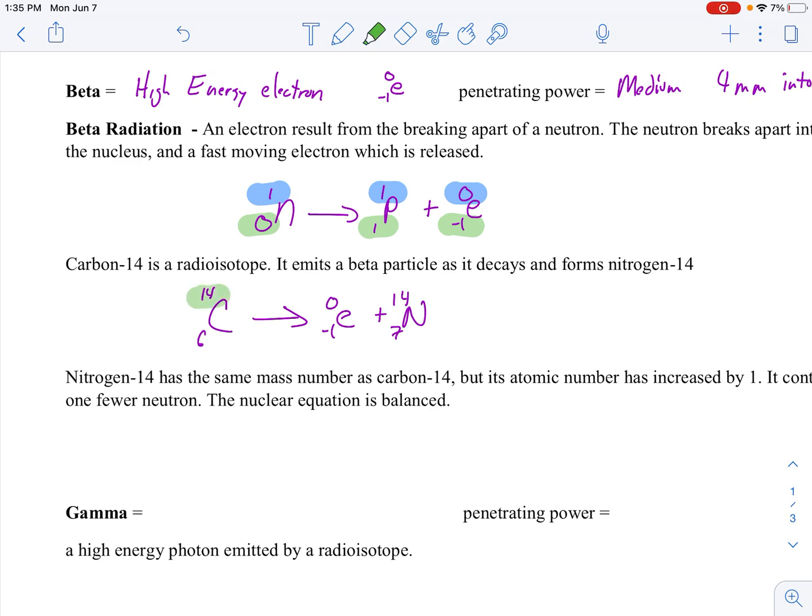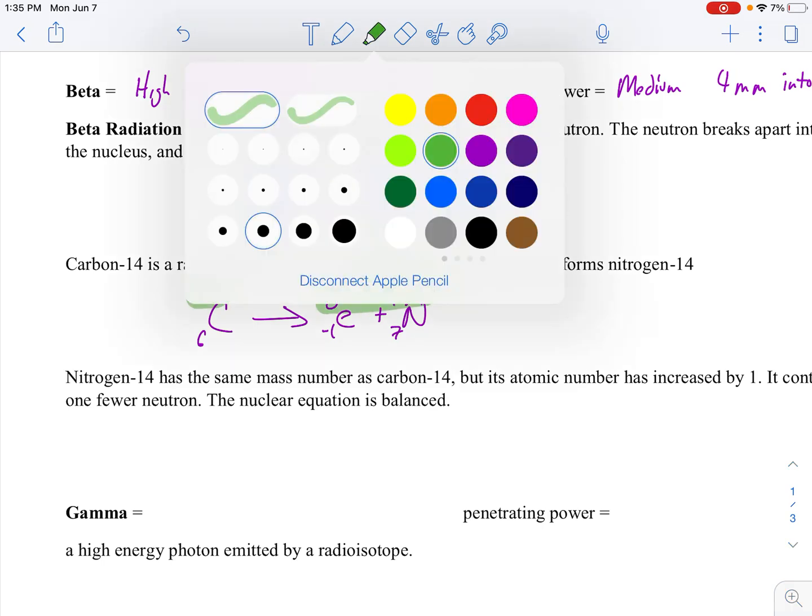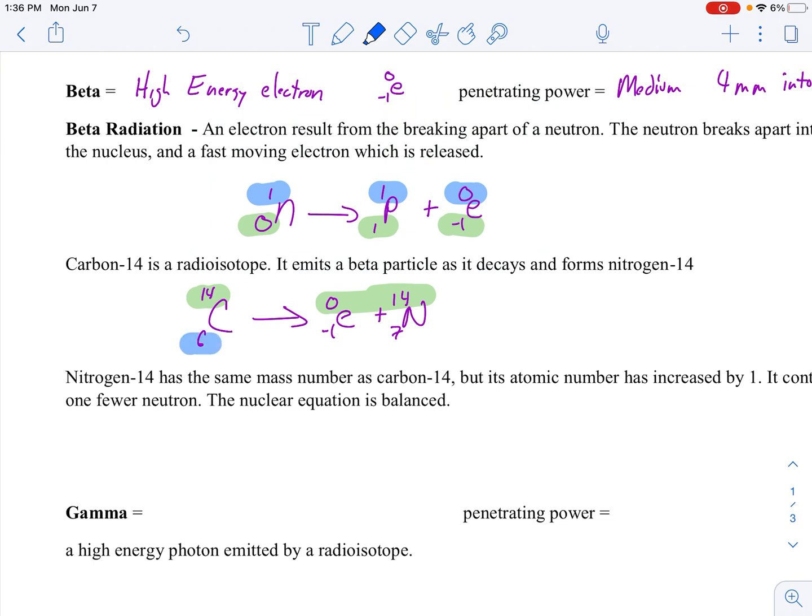Notice how on the top, my mass number, I have 14 and 14. Those add up to be the same. And my atomic number, I have 6 on the left, and -1 and 7 on the right, which adds up to 6 as well. So once again, what's occurring there is you have a neutron changing into a proton and spitting out a high-energy electron. Kind of crazy. Another dead giveaway that this is a nuclear reaction is I start with carbon and end up with nitrogen, a totally different element.